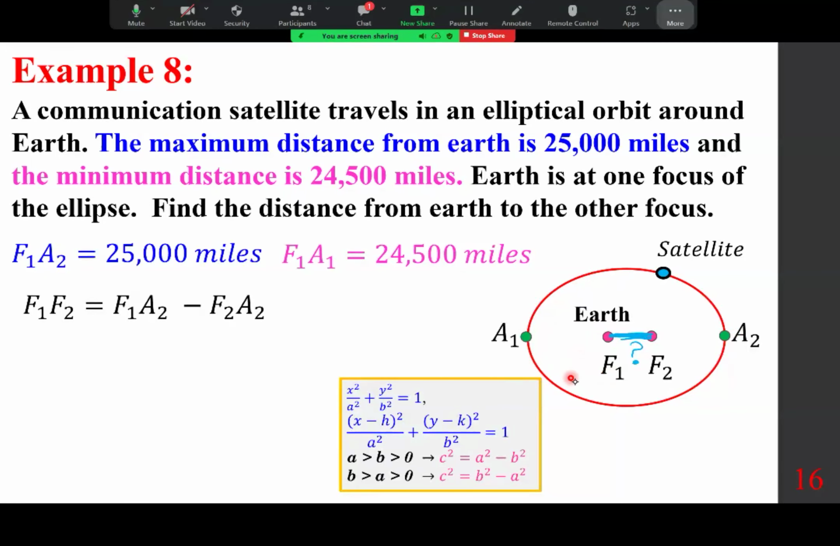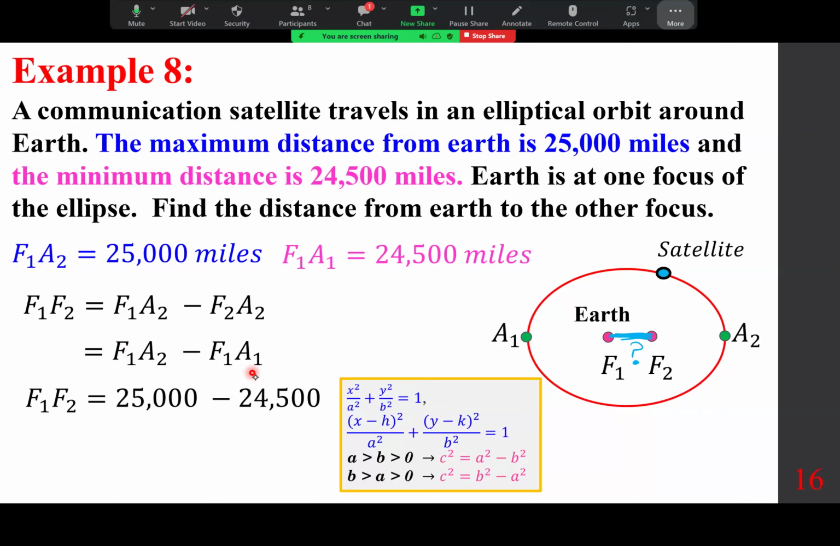You can say F1, F2 is F1, A2 minus F2, A2, right? And F2, A2 is the same as F1, A1. So we're going to replace this one with F1, A1. This is 25K, this is 24.5K, and the difference is 500 miles.